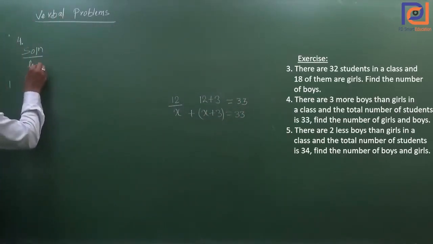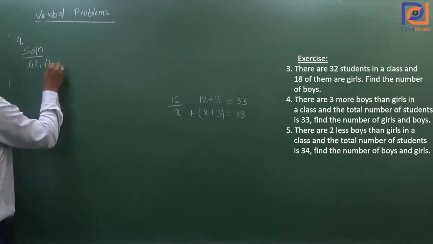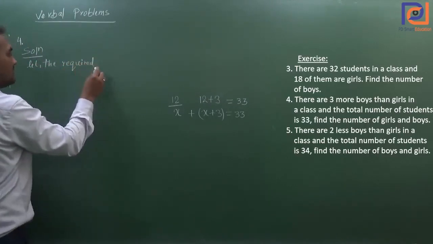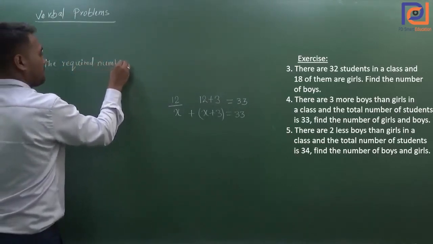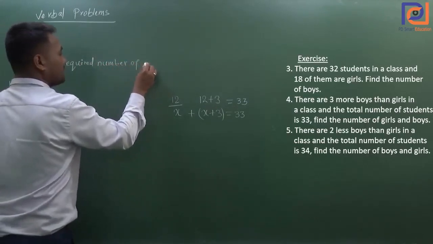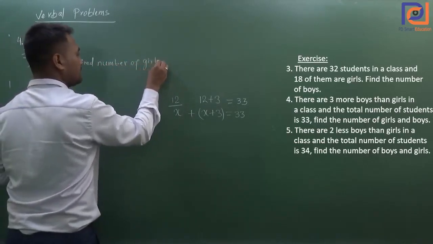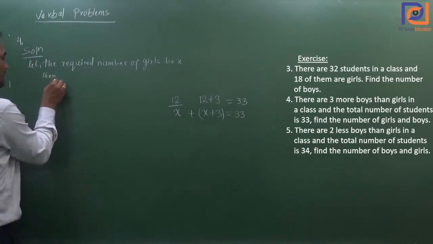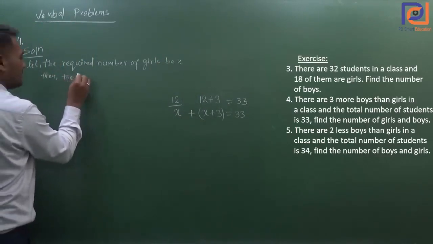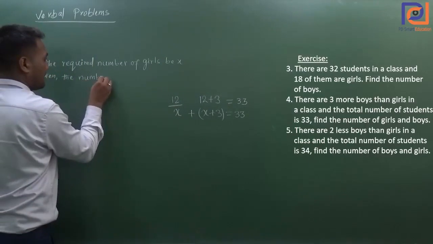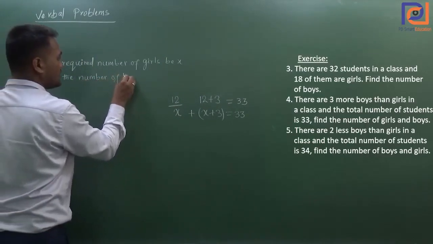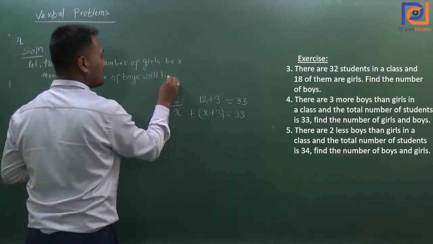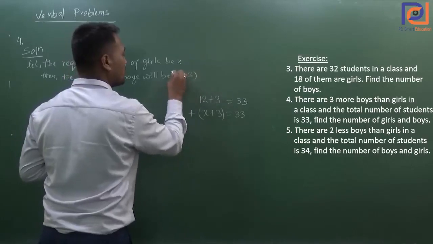So let me solve it here. So the process will be like this. The required number of girls be x, then the number of boys, see, boys will be, what will be x plus 3, because 3 more than girls.